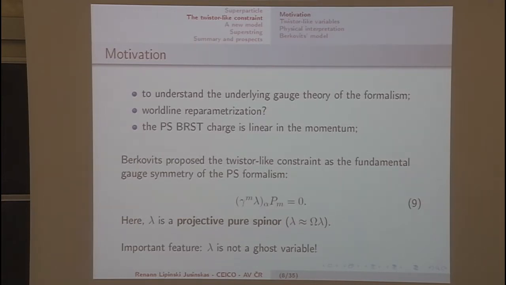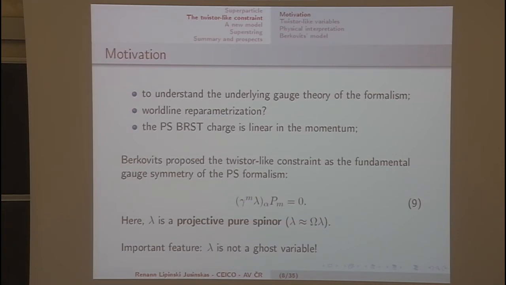Right? So what Nathan proposed is this twistor-like constraint. In fact, this twistor-like constraint is very old. It appeared in papers at the end of the 80s, papers of Sorokin and other authors. But I think the only new ingredient that Nathan introduced is that lambda is a projective pure spinor.